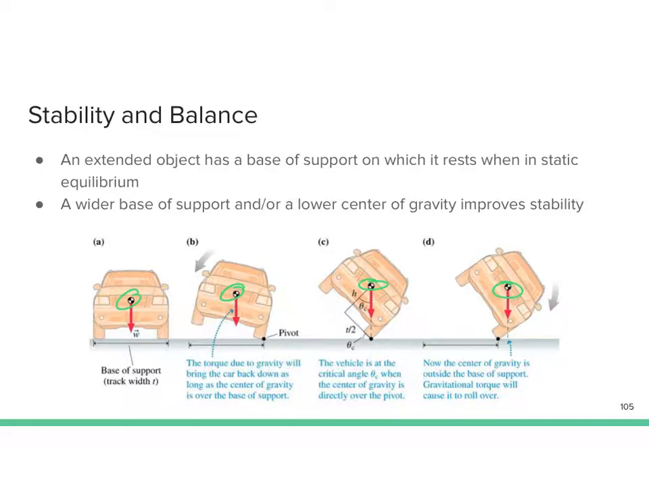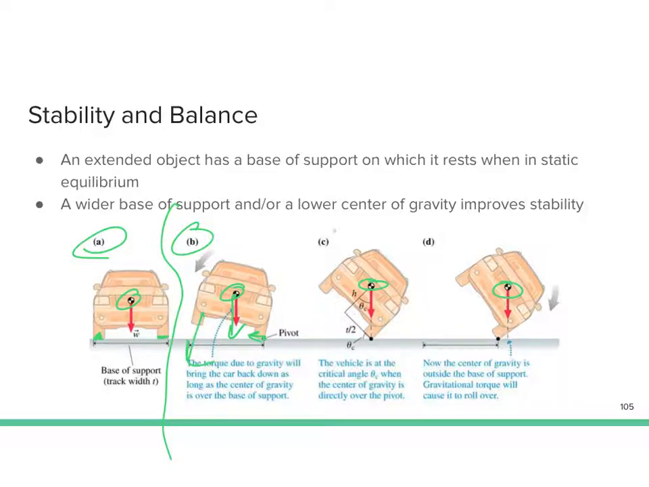So in picture A, we have a nice wide base of support with two tires. But on the other three pictures, we're taking a look at, well, what if one of the tires was off the ground? And that gets us into this concept of stability and balance. So in picture B, there is the center of mass. It's straight down. It's to the left of the pivot point, so therefore the car is going to go back down.